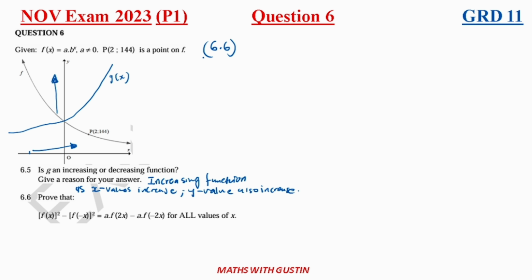Now let's move on to 6.6, which is the last question on this question of ours, and then we will do question 7 thereof. All right, so they said prove that f of x squared minus f of minus x squared is equal to a f2 of x for all values of x.